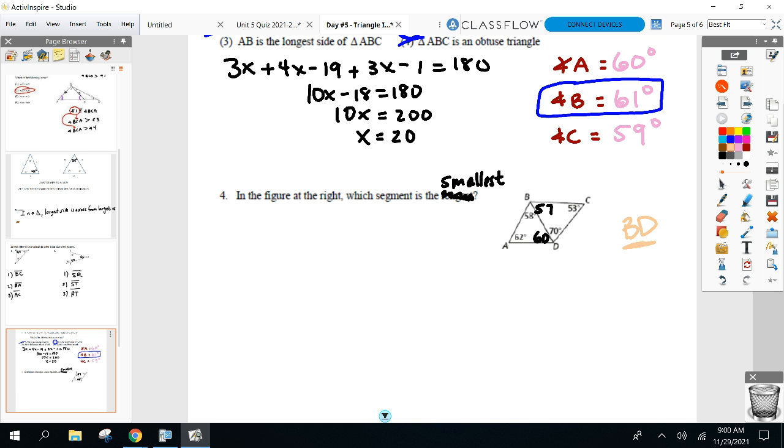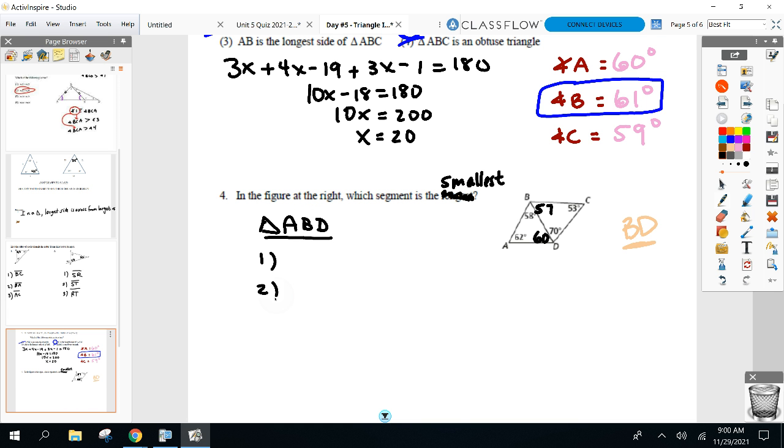There's no way BD can be the smallest side overall if it's not even the smallest side in this triangle. All right, so how would I approach a problem like this? Take each triangle by itself and let's rank the sides. So let's start with triangle ABD.